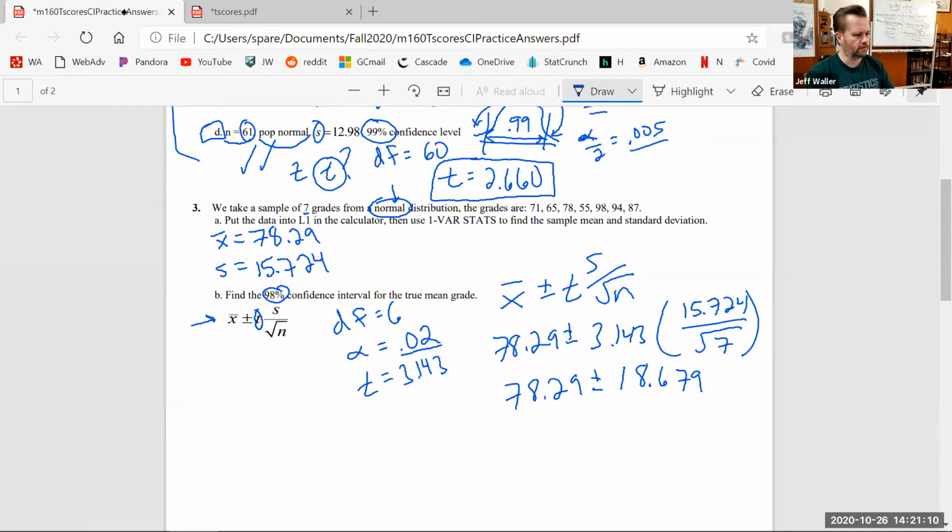I don't know if you guys notice this. That's a pretty big error. But of course, it makes sense. I got such a small sample size, and I had to use a t-score, which makes the error even bigger. Oh, Jeff, you still need a calculator, dude. Do it in my head. So 78.29 minus that. It's 78.29 plus that.